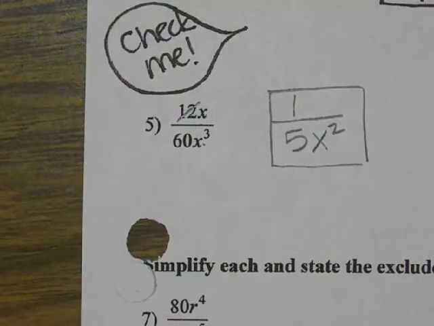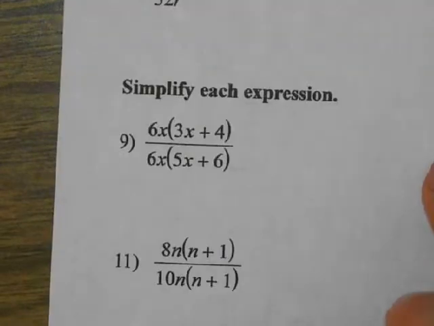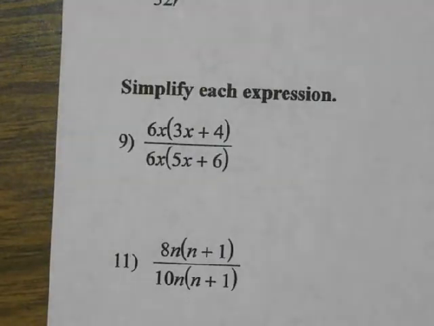We're going to hop down to number 9. Why is number 9 a nice problem? Because the 6's can cancel out. What else can cancel out? The x's, yeah. So number 9 is nice because they factored it for you. It is just ready to go. You don't really have to work that hard.